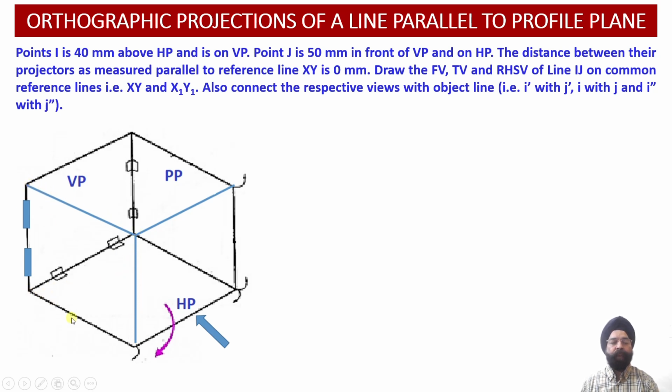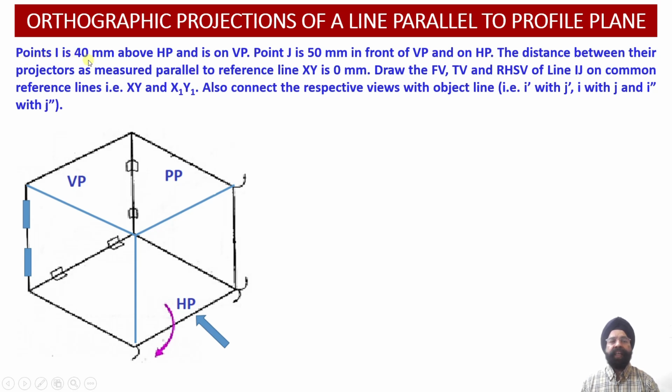So we are going to talk about this horizontal plane. This is going to contain the top view projections of the line IJ. This is the vertical plane which is going to contain the front view projections of the line IJ, and this is the left side profile plane which is going to contain the right hand side view projections corresponding to this line IJ. So let us plot the projections of the points I and J.